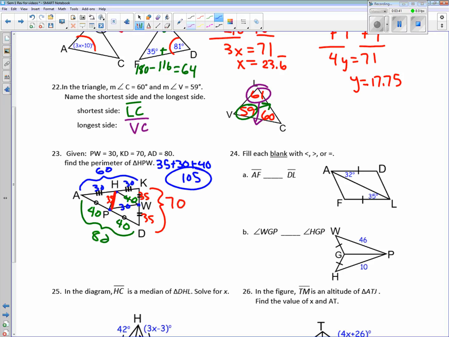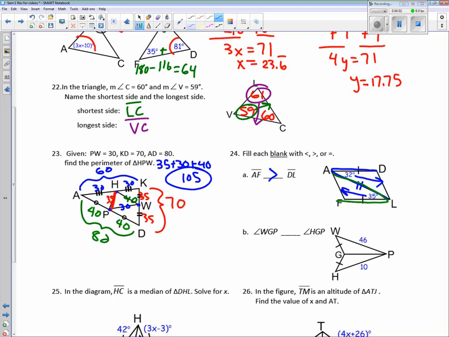In number 24, this is the hinge theorem at work. Because of the reflexive property, those two sides right there match the sides AL and AF. So the hinge theorem's at work. So the side across from 32 is going to be smaller than the side across from 35. So AF is definitely a larger segment.